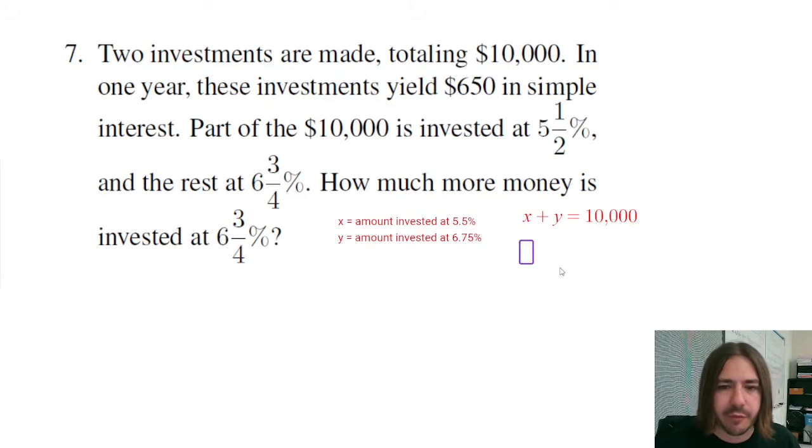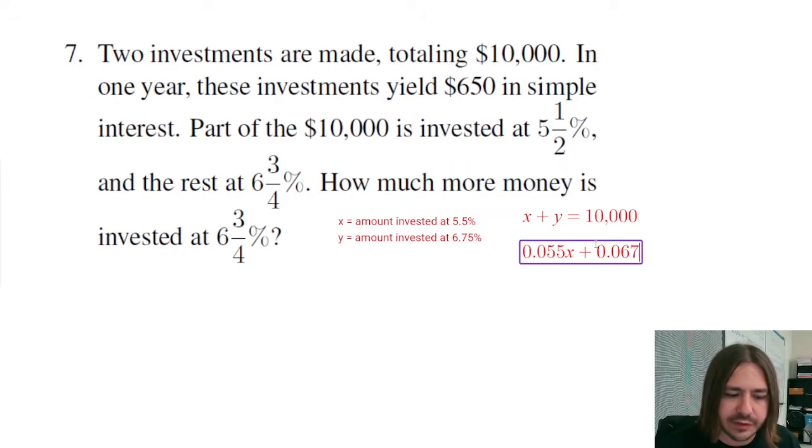So 5.5% is equivalent to 0.055, and we're going to multiply that by x, which is the amount invested at that rate, plus 0.0675y, which is the amount invested at that rate. And that should totally equal $650. That's the amount of simple interest that we've earned.